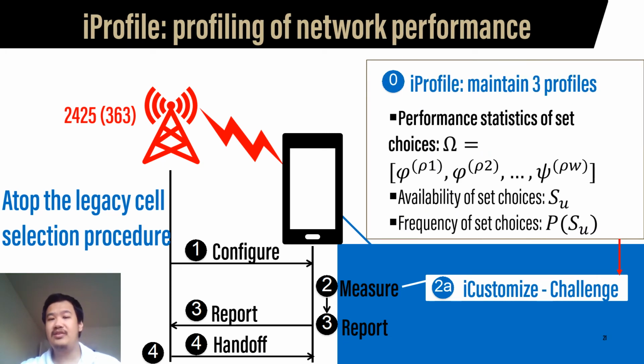iProfile is the component that maintains and updates the historical network performance profile. We use crowdsourced measurements to build the initial profile and use an algorithm to quickly update it with runtime measurement results efficiently. Besides keeping monitoring and updating the network performance of each serving cell set at one location, it also provides a profile including the availability of serving cell sets at this location and the frequency of each set to be selected.